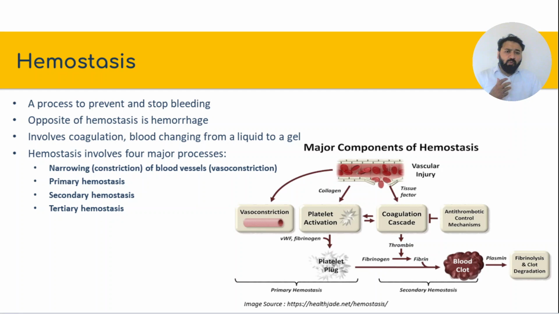The components are vasoconstriction, which is the narrowing of the blood vessels, then primary hemostasis, secondary hemostasis, and tertiary hemostasis. A number of factors play a very important role. Hemostasis facilitates a series of enzymatic activations that lead to the formation of a clot with the platelets and the fibrin polymer. You can see in this diagram that the platelet plug is formed, and with the fibrin the blood clots.